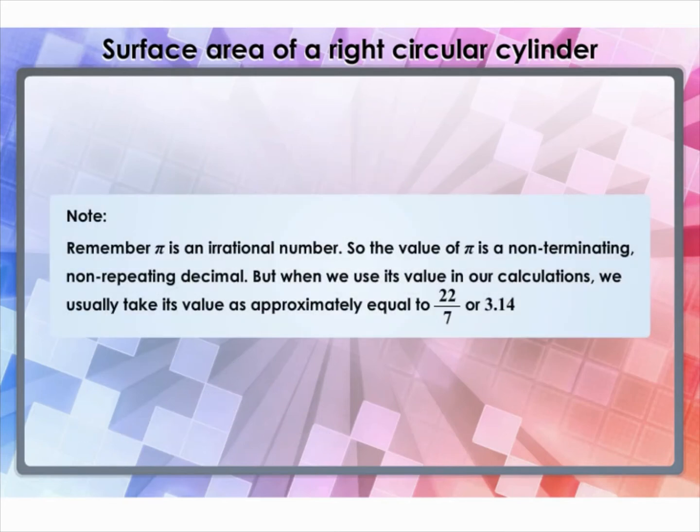Remember, π is an irrational number, so the value of π is a non-terminating, non-repeating decimal. But when we use its value in our calculations, we usually take its value as approximately equal to 22/7 or 3.14.